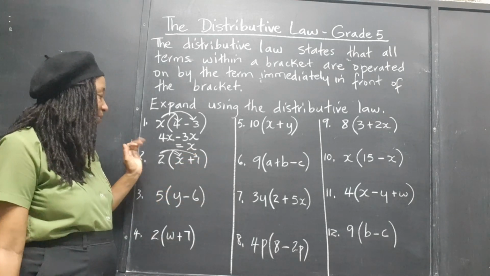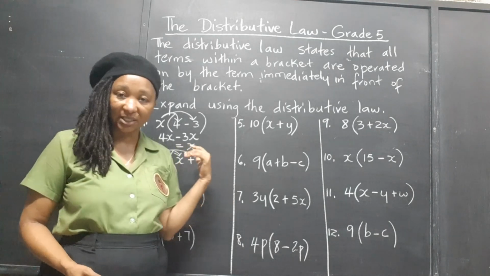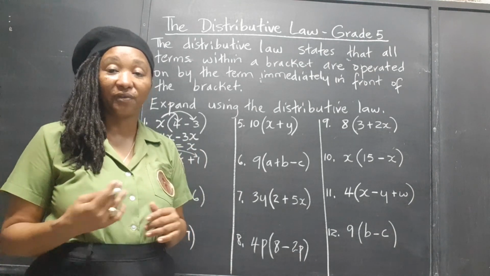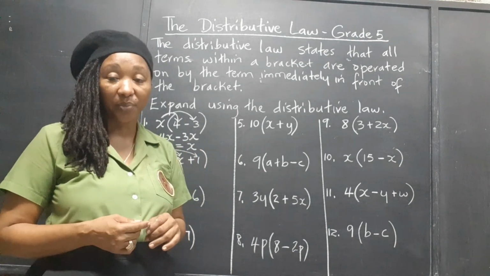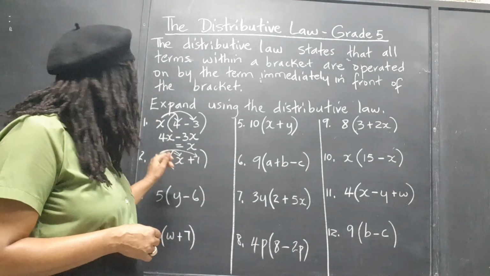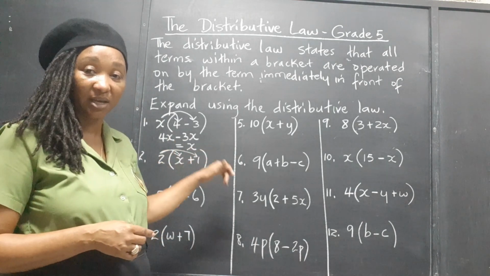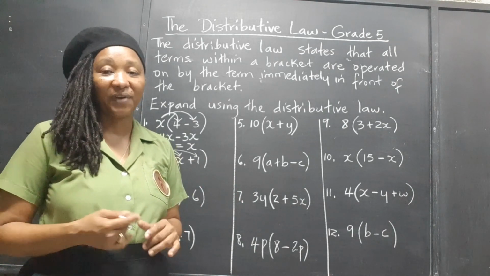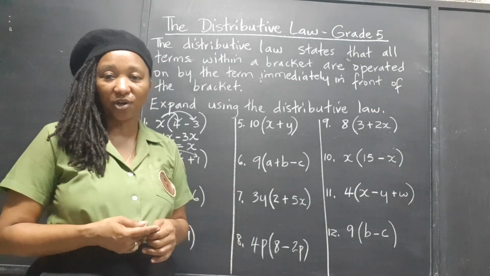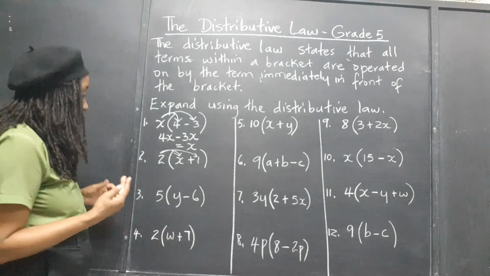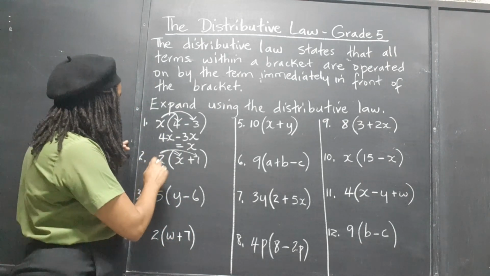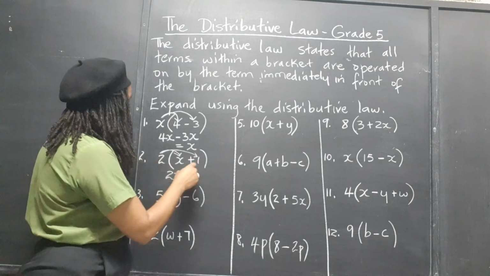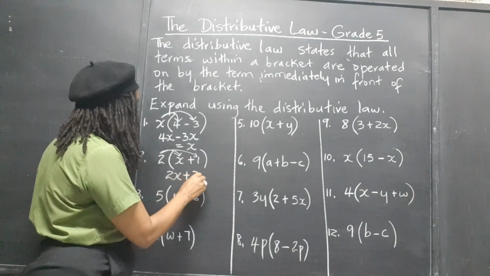So I'm not going to be drawing the arrows after this, but you can draw your arrows if it helps you to remember that you are actually multiplying this term by everything, all the other terms in the bracket. After a while, you find that you don't even need to draw your arrows, right? You just know that you're multiplying. So it's 2 times x, which is 2x. 2 times 1, which is 2.